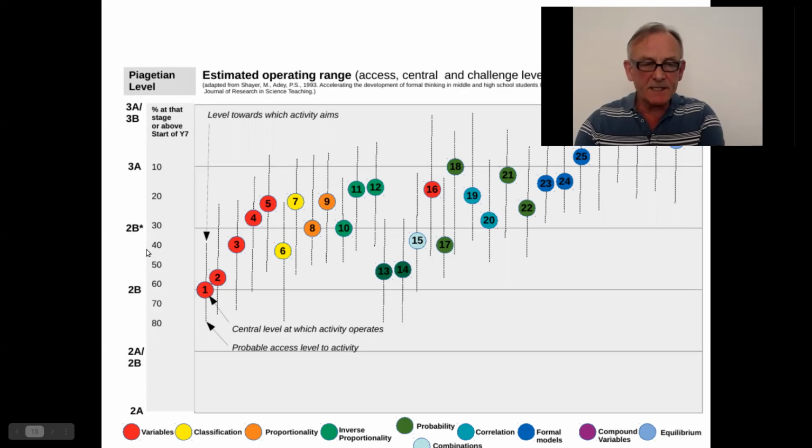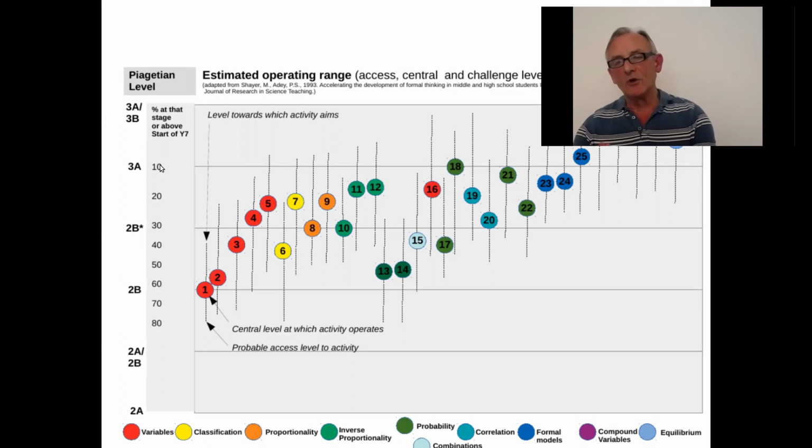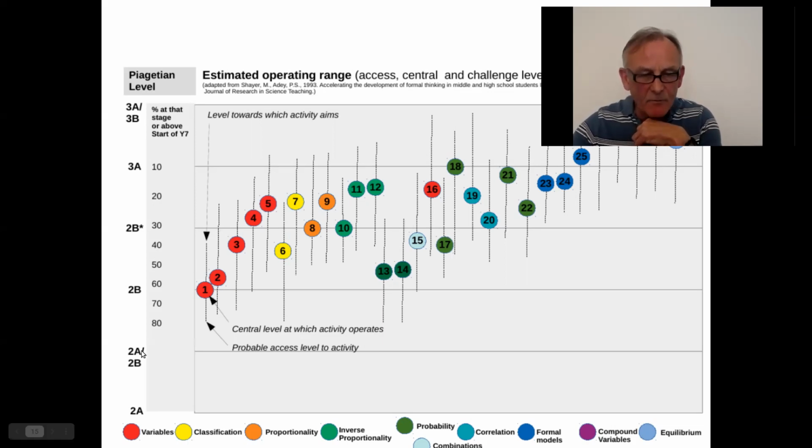This is the Piagetian levels, and these percentage figures are where your normal grade 6, or in the UK, they say year 7. Okay, I want you in your group of 3 to have a look and see what you noticed about the design of the 30 lessons, given we have this scale of demand or difficulty.